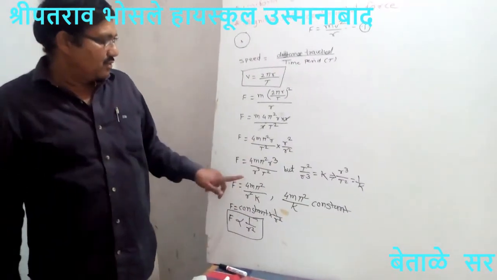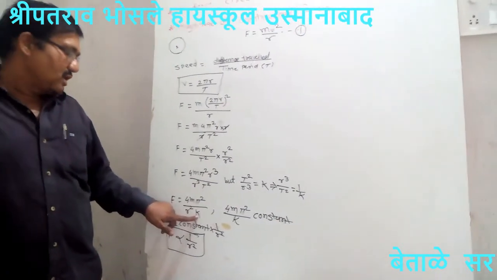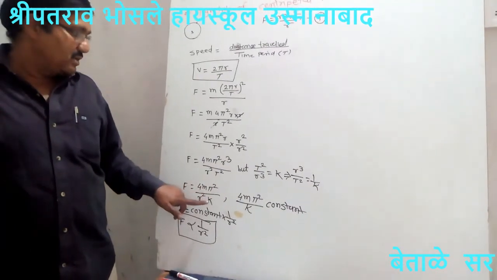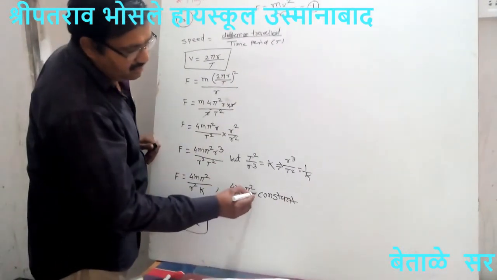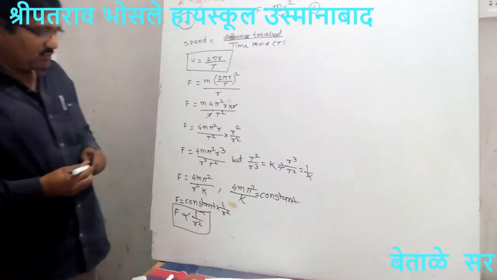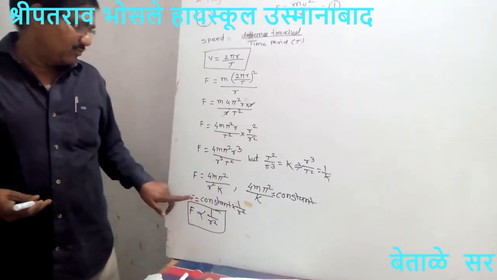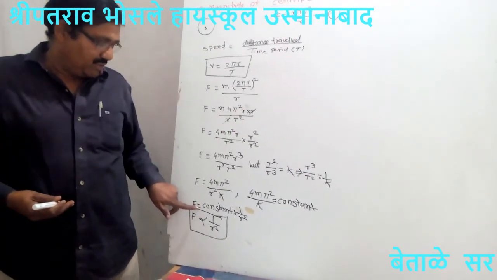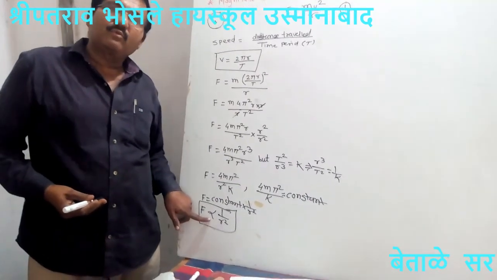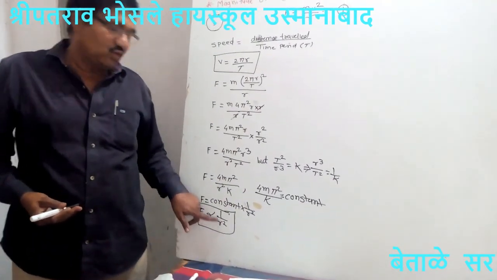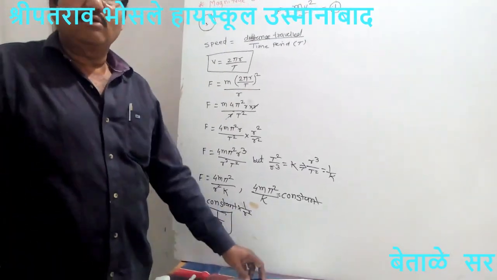and therefore we get F is equal to 4mπ² upon r² into k. This 4mπ² and this k, all these quantities are constant, therefore we get F is equal to constant into 1 upon r², and therefore we get F is equal to... आणि इक्वल आणि हा constant हा रिमूव्ह केल्यानंतर आपल्याला काय मिळतं, this proportionality sign: F is directly proportional to 1 upon r², and this is known as the inverse square law of gravitation.